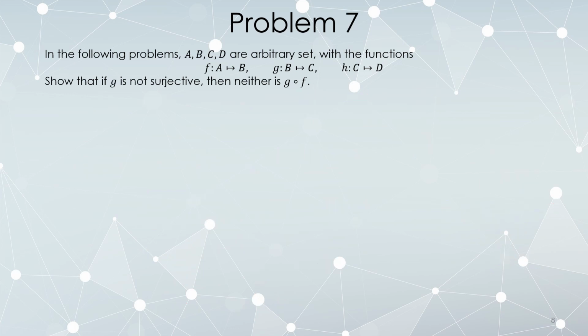We turn our attention now to negations of similar problems to the ones we just did. Again, we have the function f going from A to B and the function g going from B to C. Show that if g is not surjective, then g of f is not surjective. So assume g is not surjective.